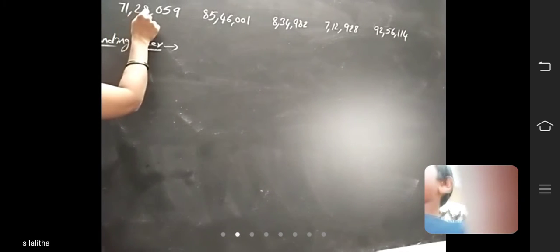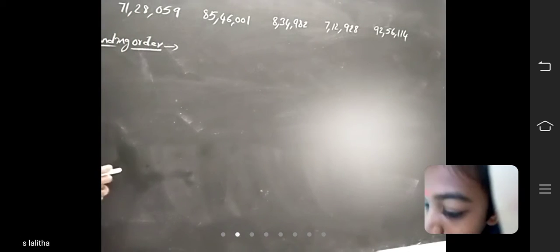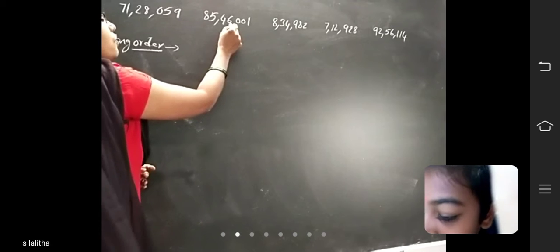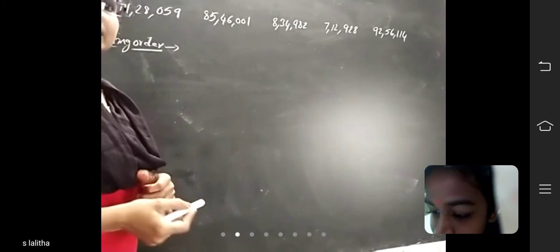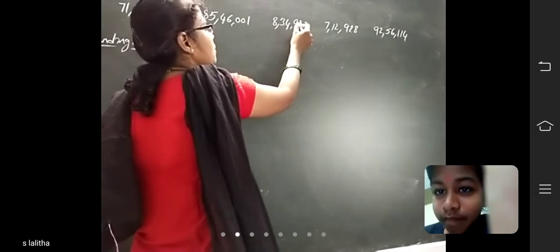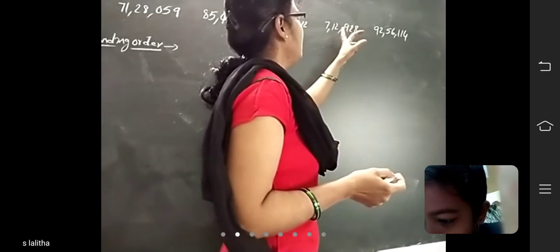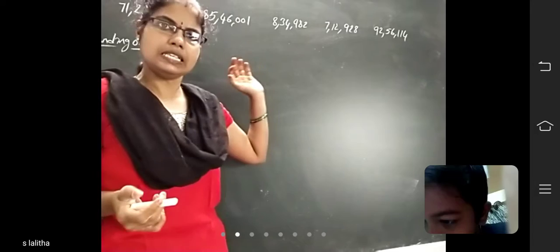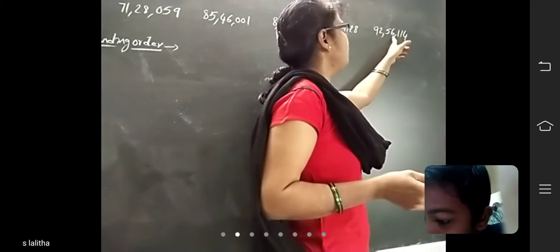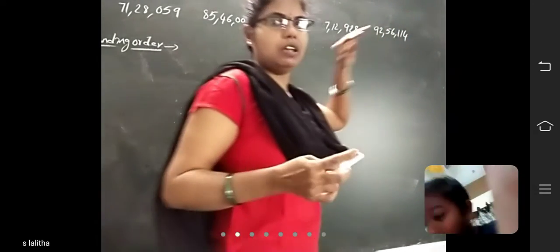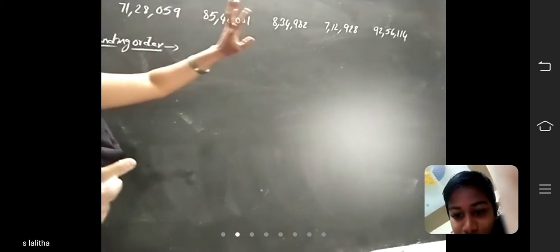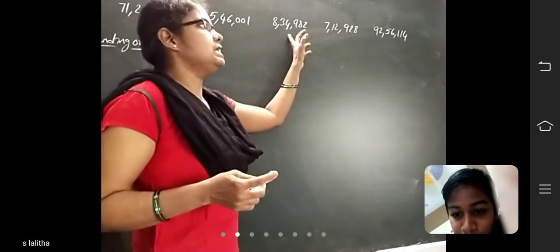1, 2, 3, 4, 5, 6, 7. 7 digits. This one also 7. This is 6 digits. This one also 6 digits. This one 7. So 3 numbers are 7 digits and these 2 numbers are 6 digits.